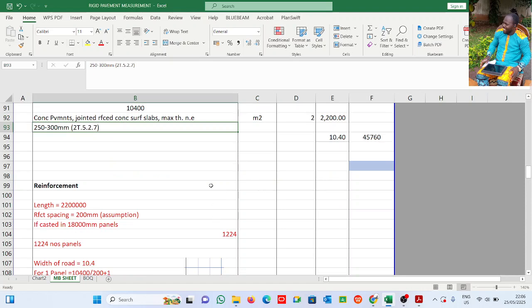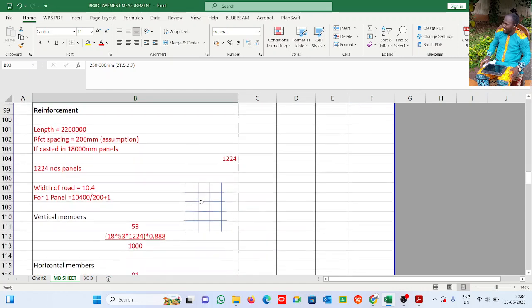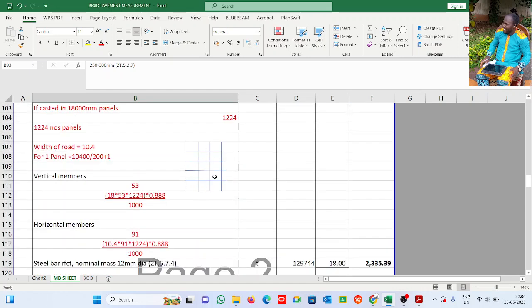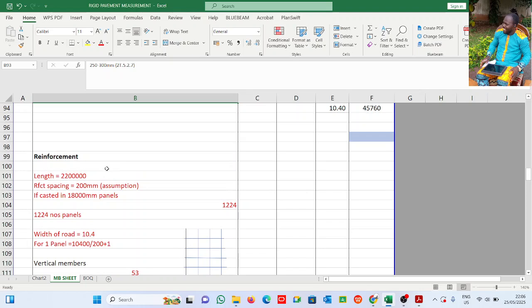Now, after the concrete, the next item will be our reinforcement. Okay, I was able to create a mat here so that you understand what the reinforcement looks like. Now the total length is 2,200,000, right? That's in millimeters. So if I divide, it becomes 2,200 meters.